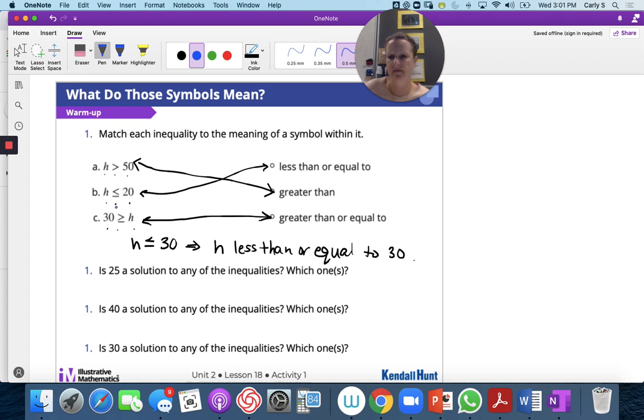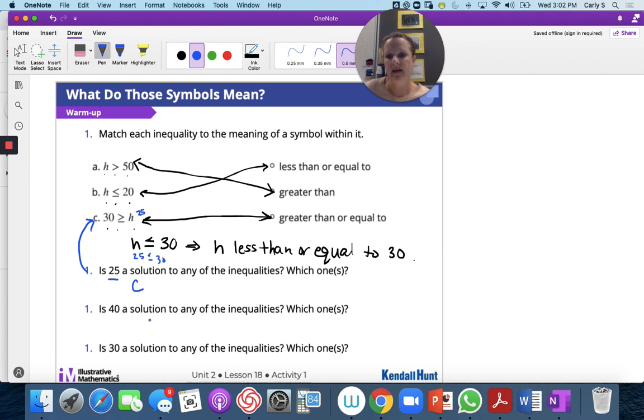All right, is the number 25 the solution to any of the inequalities? Which ones? So, is 25 greater than 50? No. Is 25 less than or equal to 20? No. Is 30 greater than or equal to 25? Yes. We could also say it here. Is 25 less than or equal to 30? Do you see how they're true no matter which way you do it?